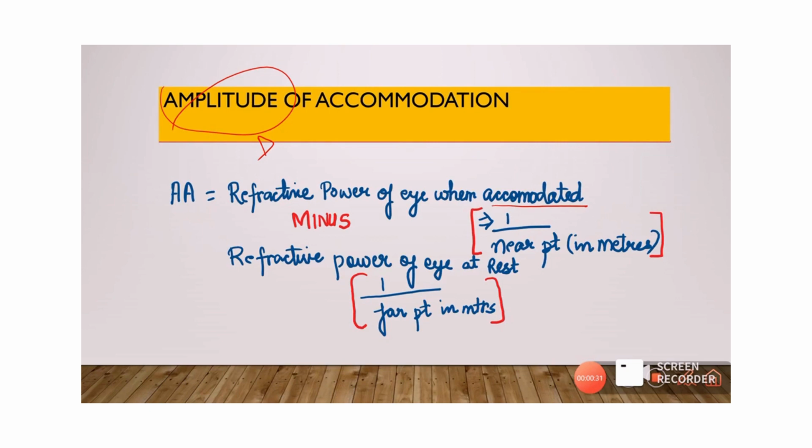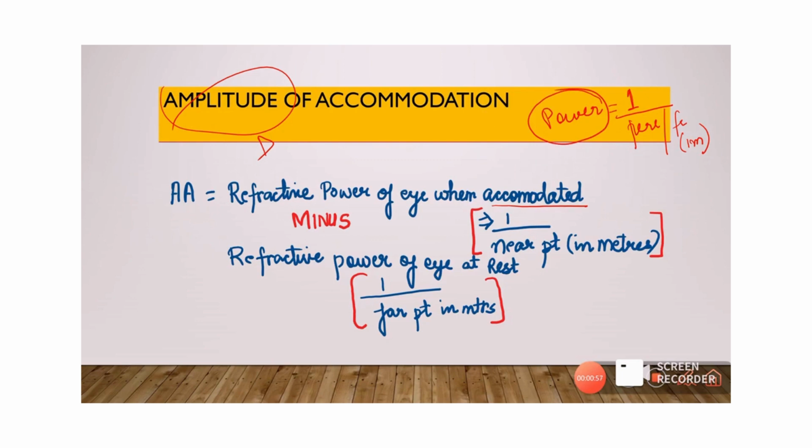And how do we calculate power? Power in diopters is the reciprocal of the near point or the far point in meters. So whether it is the near point or the far point, you have to take it in meters. Usually the near and far points will be in centimeters. We have to convert them into meters and then calculate the reciprocal, and that will give us the power of the eyeball in that state.